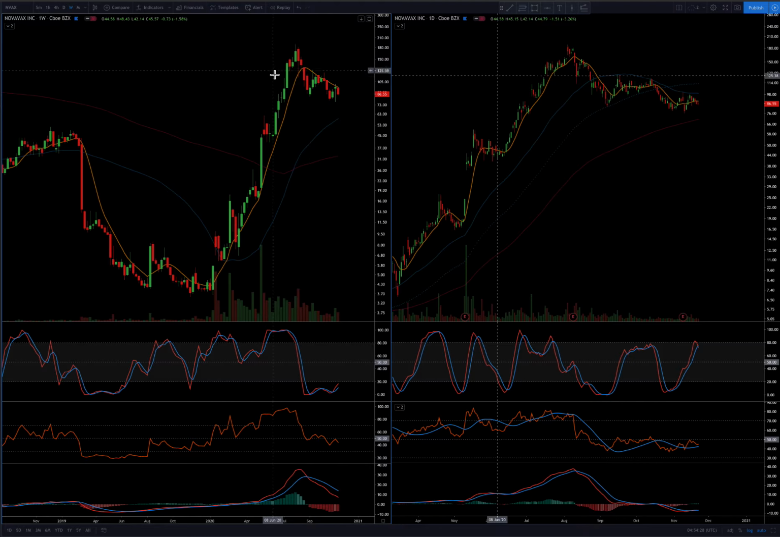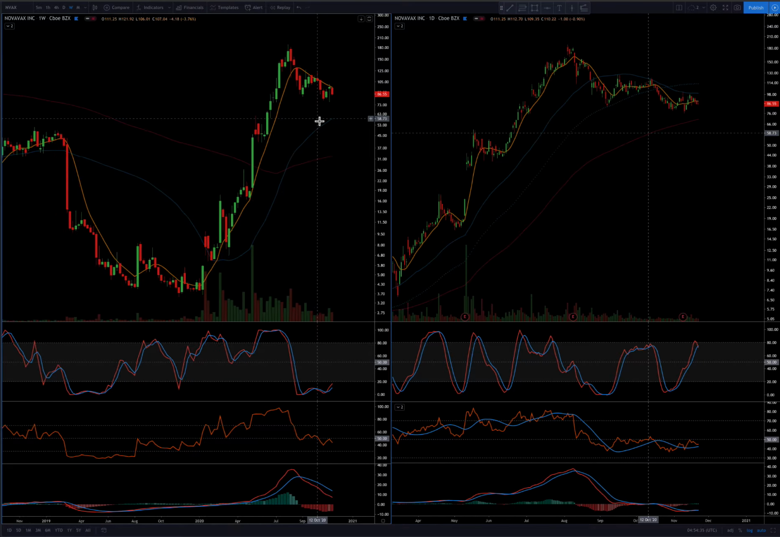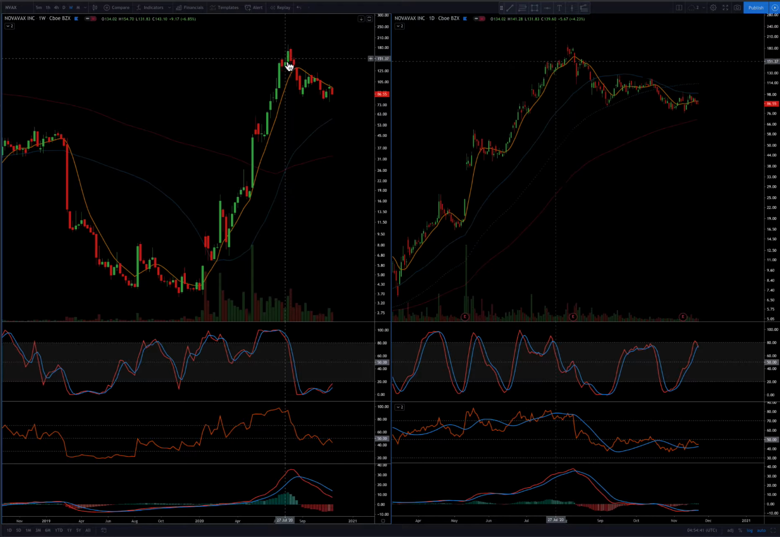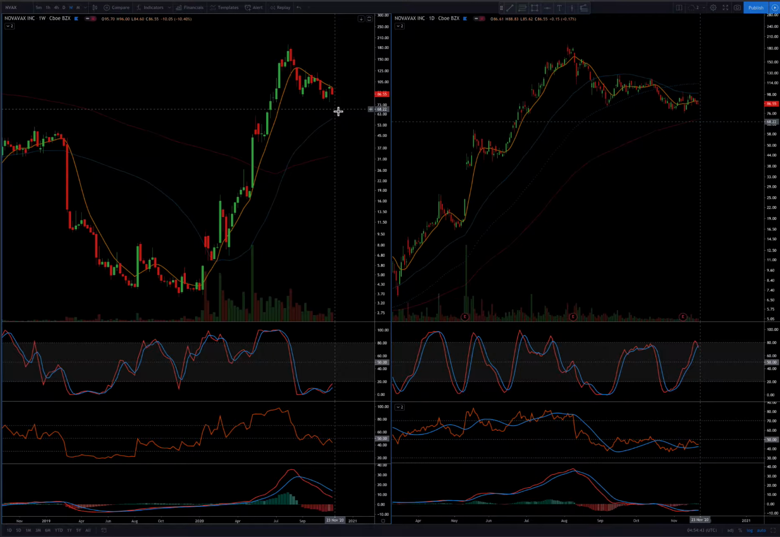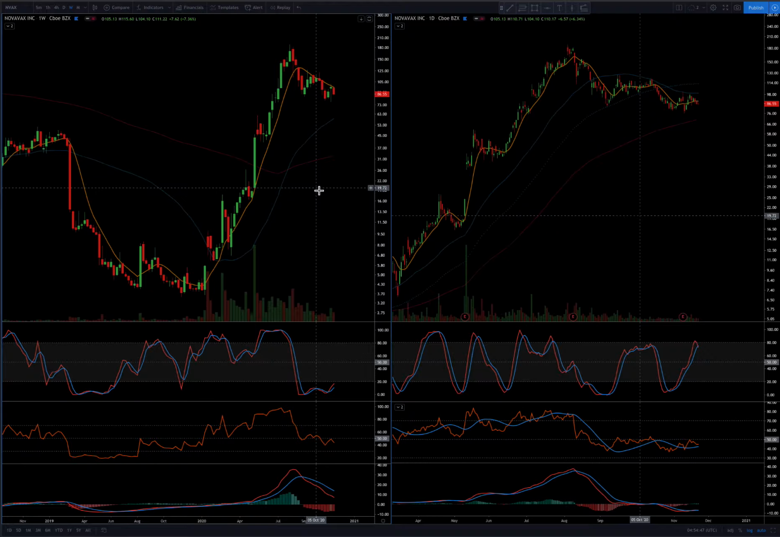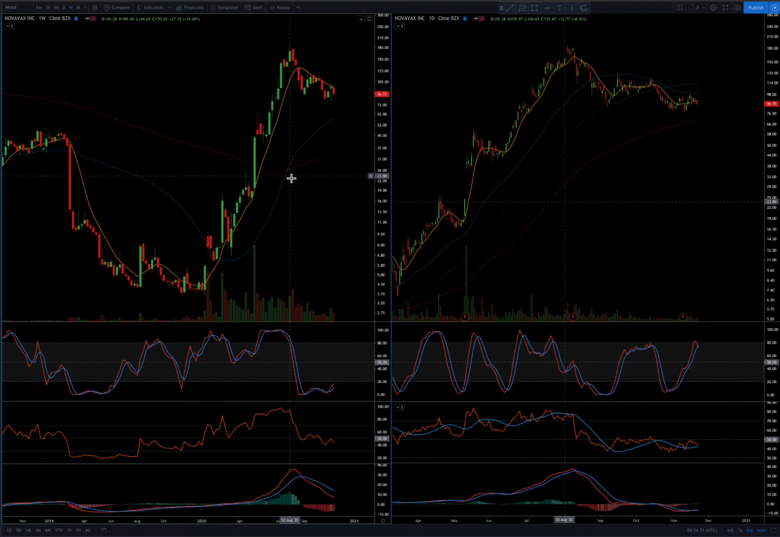On the weekly, we've seen price retrace from hitting a top at about 180, 187. It looks like it's forming possibly a descending wedge, which could be bullish, but it's above the 50 and the 200 moving averages, which is still bullish.